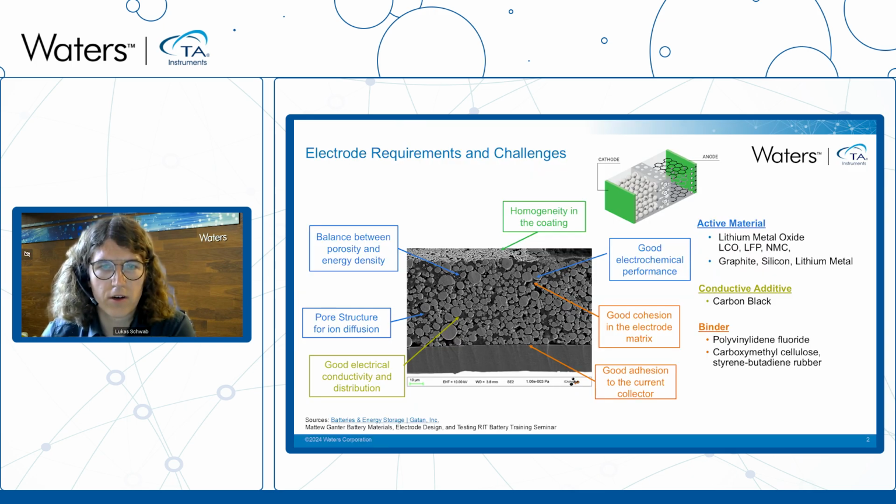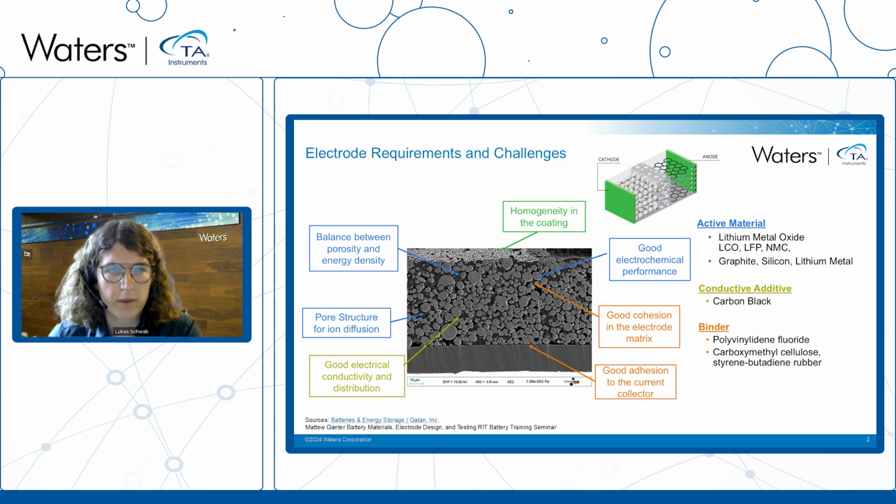I guess as all of you know, modern electrodes of lithium-ion batteries are composed of a lot of different ingredients. We have the different active materials, the conductive additive, and the binder, and they all together form these electrodes, be it the cathode or the anode. And these electrodes need to fulfill a lot of different properties to get the optimum performance.